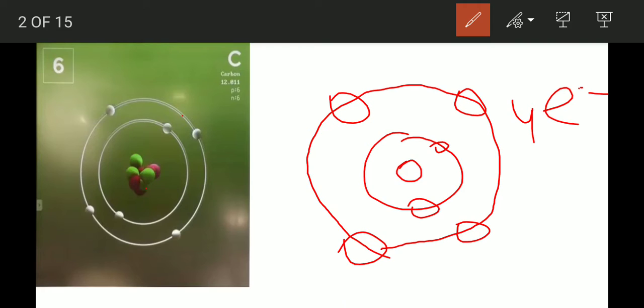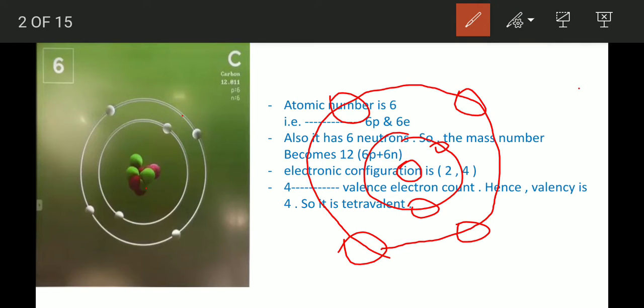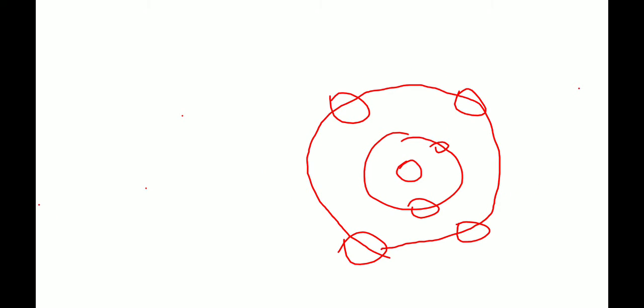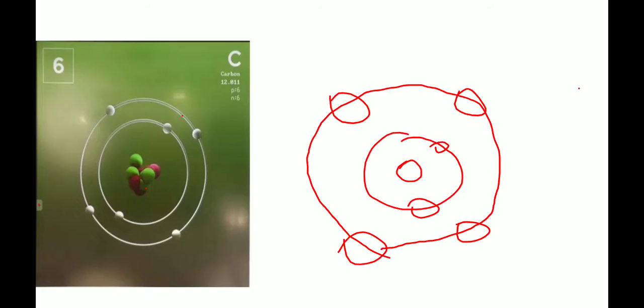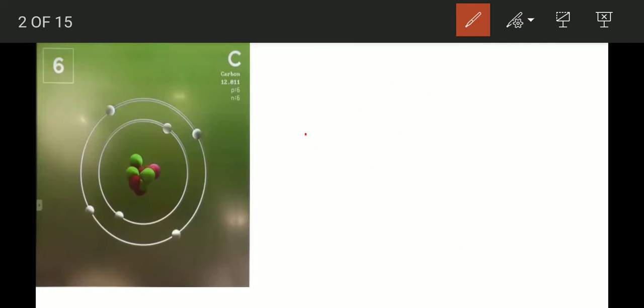To become stable, how many electrons does it need? It needs 4 electrons. That's why its valence electron count is also 4, because it needs 4 electrons to become stable.